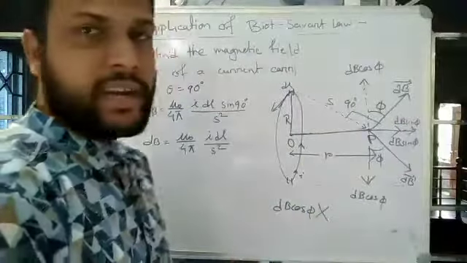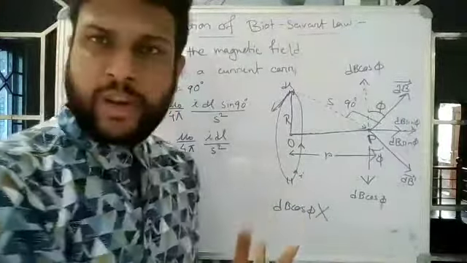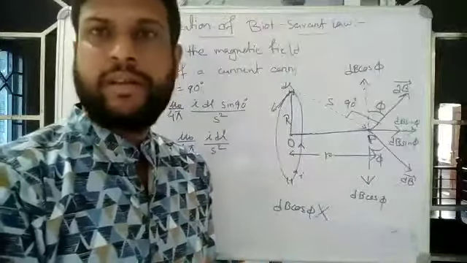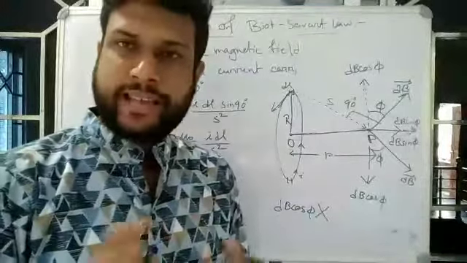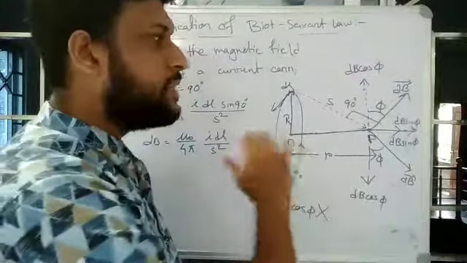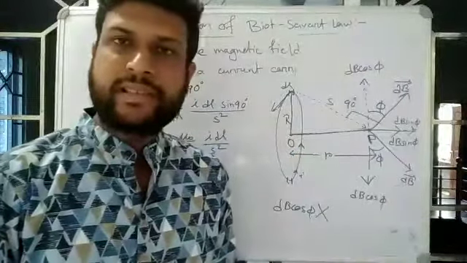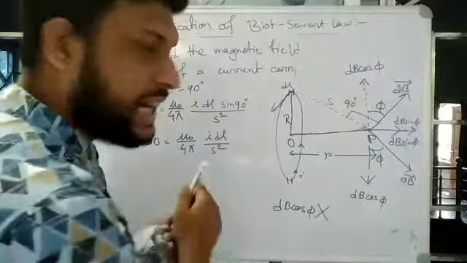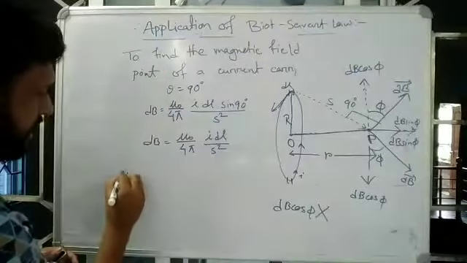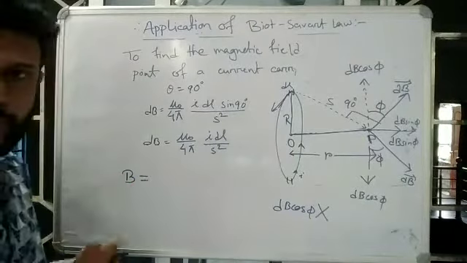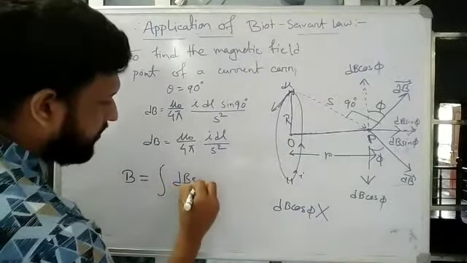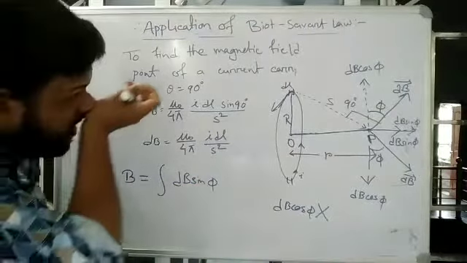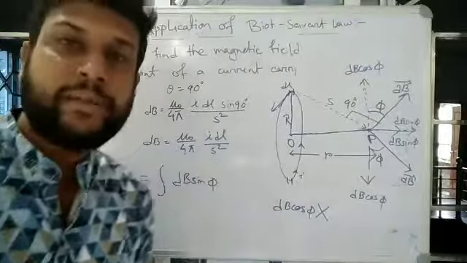So if we take any other pair of dL, for that particular pair, again the dB cos phi will cancel and dB sin phi will remain in the same direction. So we can conclude that the total dB, the total magnetic field, will be the integration of dB sin phi, not only dB but integration of dB sin phi.